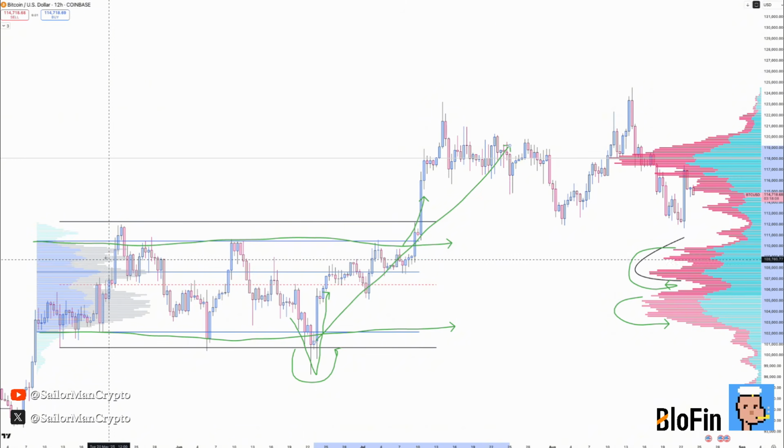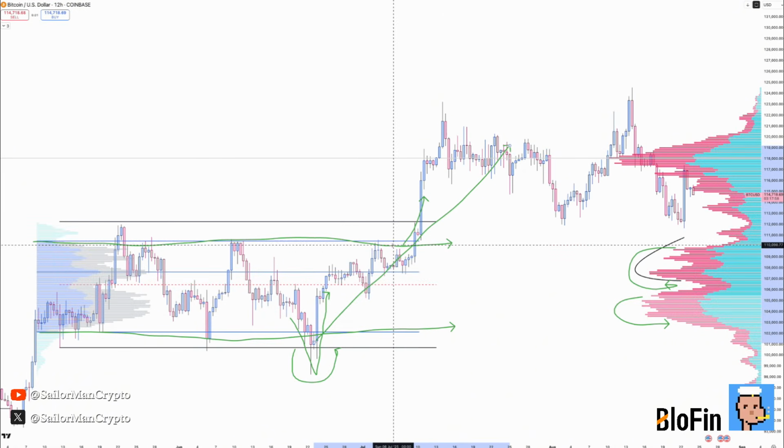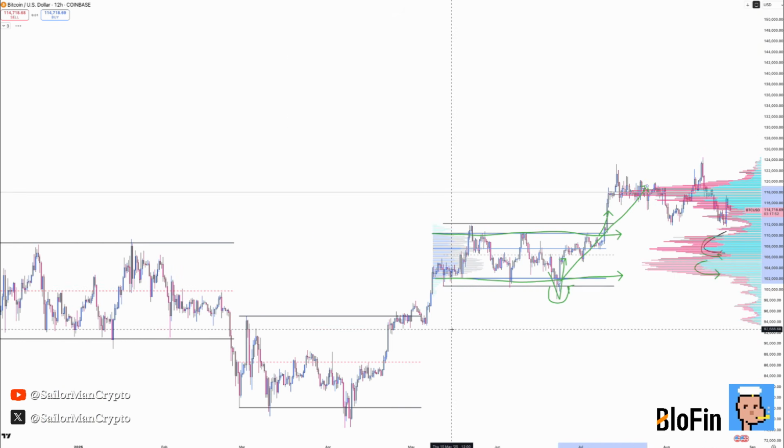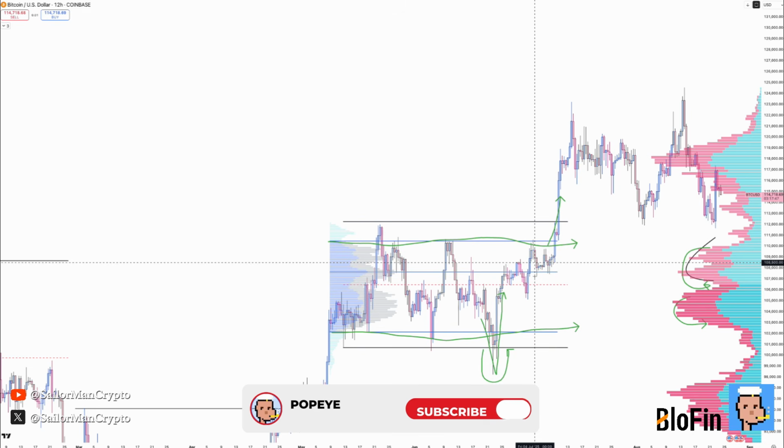So you can either use fixed or visible range volume profile in order to give you some level to monitor, to understand if the range is broken or if it's simply deviated. You will find videos on both concepts in the Learn and Trade series.